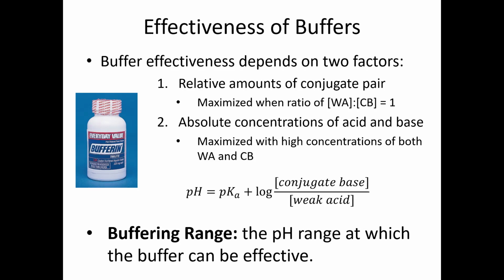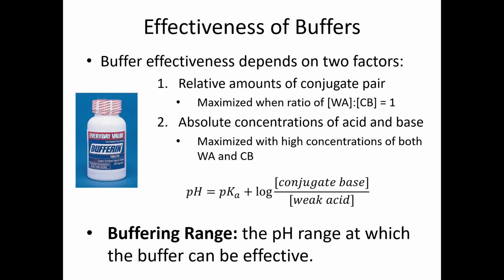But buffers have ranges, right? You can only add so much acid, or only so much base, before you exceed the effectiveness of the buffer and it fails. But that's okay that the buffer is going to fail at some point. You just don't want it to fail after a very small addition of an acid or a base. So the buffer effectiveness depends on two factors. The first factor is the relative amounts of that conjugate pair. If you think back to our Henderson-Hasselbalch equation, we want this ratio of conjugate base to weak acid, or conjugate acid to weak base, to be as close to 1 as possible.